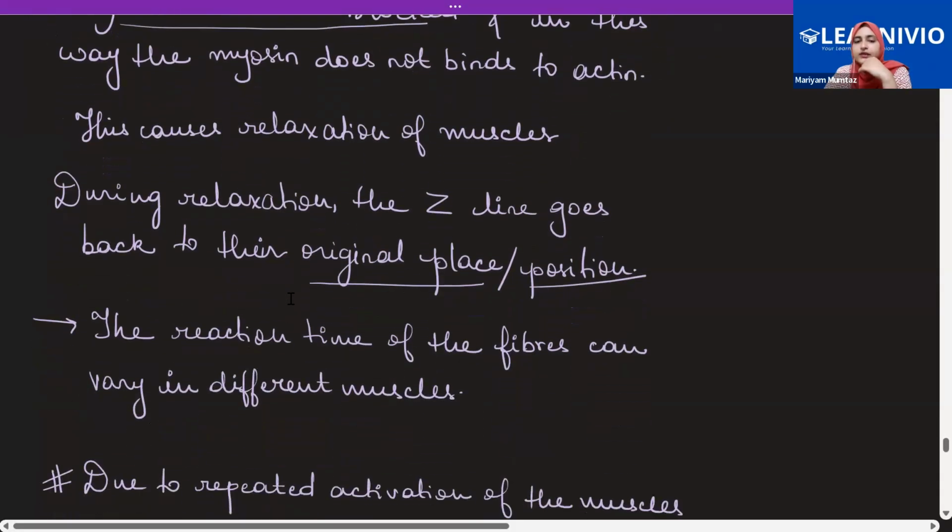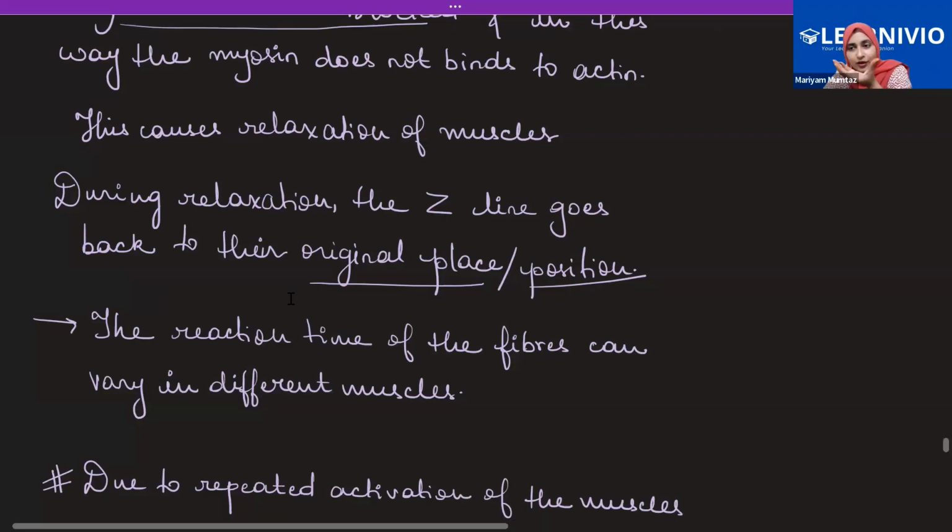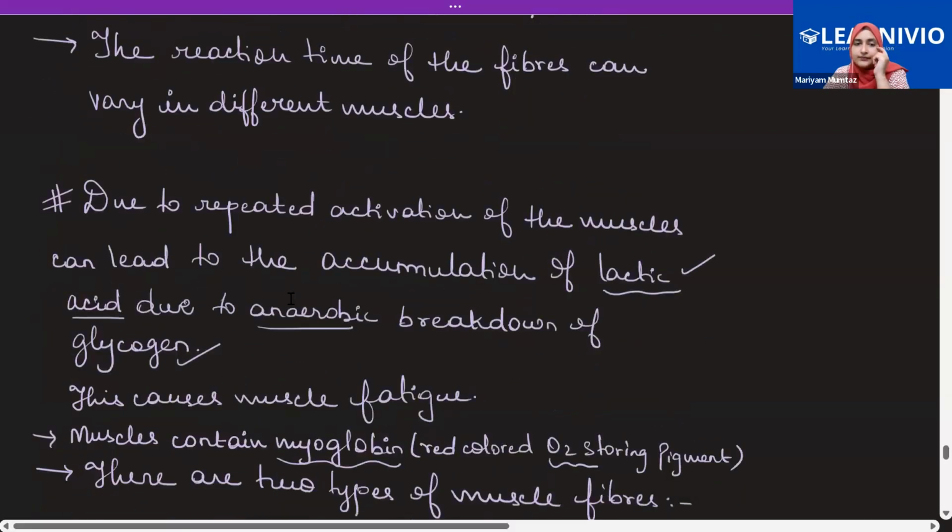Yes, ma'am. So during the relaxation time, the Z lines that were shortened will go back to the normal state. The I band will go back to the normal state. And now we say that we are in a relaxed state. So this is how the process of contraction and relaxation of muscles takes place.